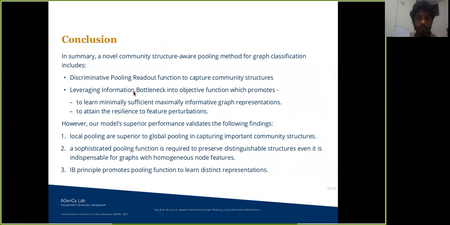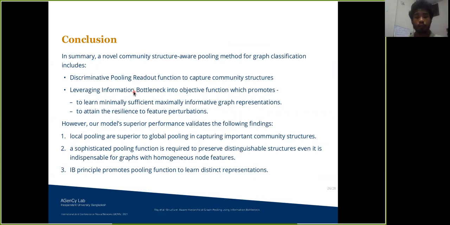In summary, in this paper, we propose a novel community structure pooling method for graph classification that includes a discriminative pooling readout function to capture community structure, and it leverages the information bottleneck in the objective function, which promotes learning minimally sufficient and maximally informative graph representation, and it helps to attain resilience to feature perturbation.